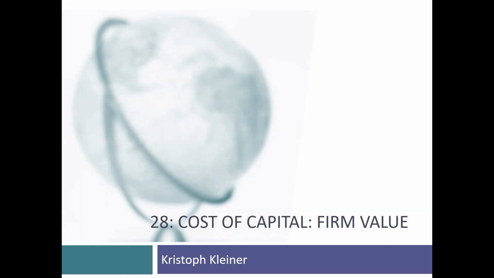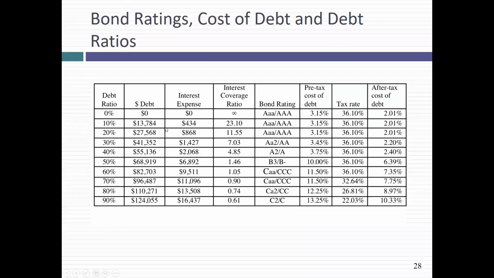What we're going to do today is to figure out, based on the cost of capital, what is the value of the firm. Now to wrap up what we did in the prior slides, we first need to figure out the weighted average cost of capital under each scenario.